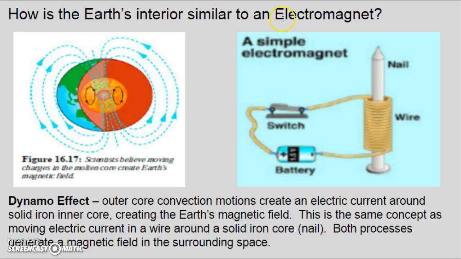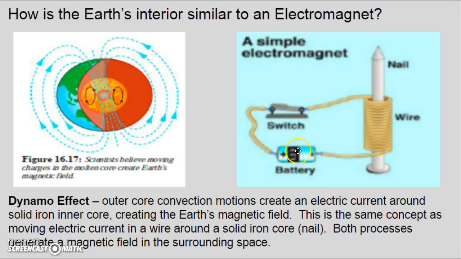So how is the Earth's interior similar to an electromagnet? Well, with the dynamo effect, the outer core has these moving charges, and this electric current is exactly like what we've defined as electric current. So convection is moving these charges around a solid iron core, creating the Earth's magnetic field. This is the same concept as a simple electromagnet.